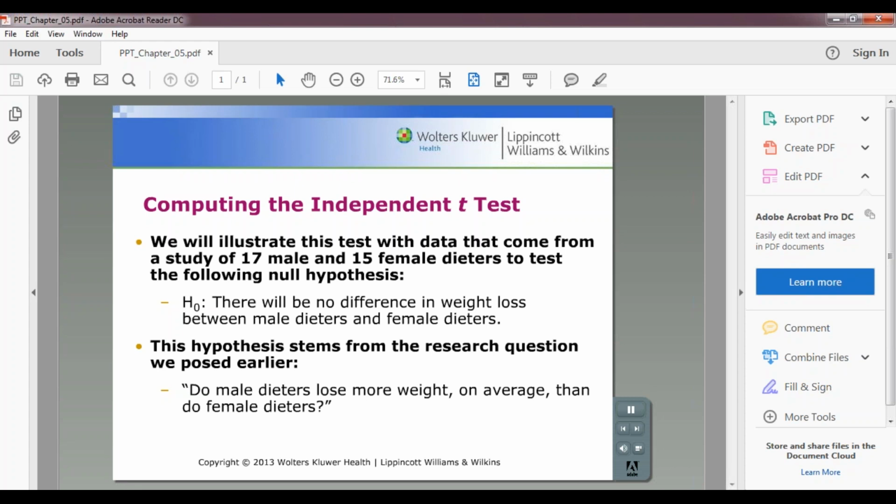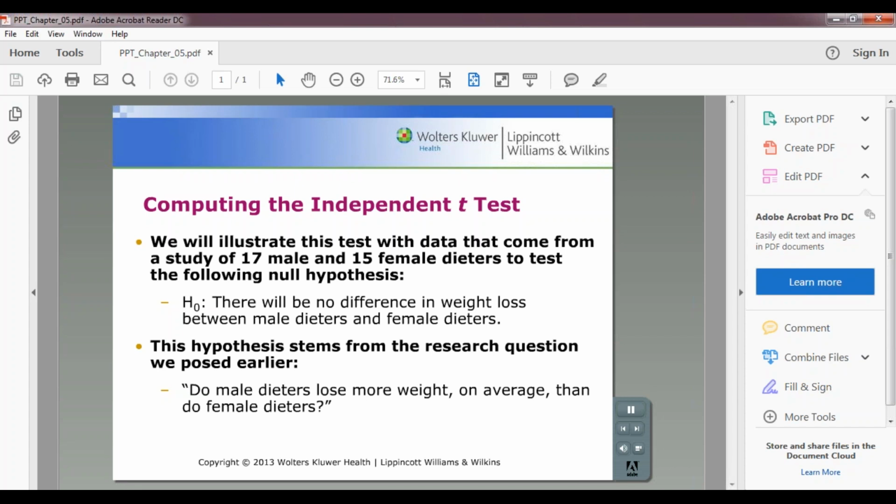So now we're integrating some things that we had learned earlier in some of our lectures, like hypothesis, null hypothesis, and alternate hypothesis. So pull those from your database of understanding and apply them here so you can get a greater understanding. So let's just say we're going to illustrate this test with data that come from a study of 17 male and 15 female dieters. So we have those 2 groups.